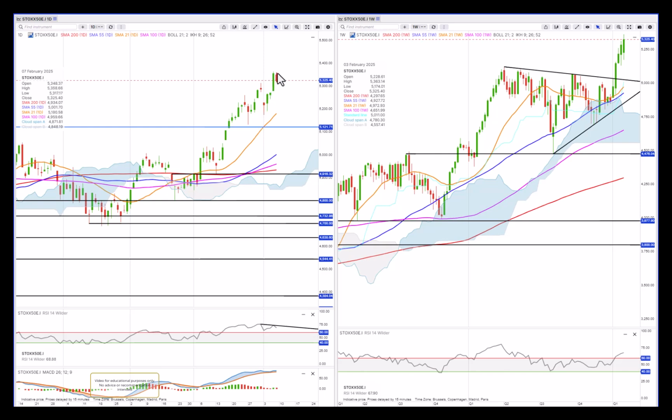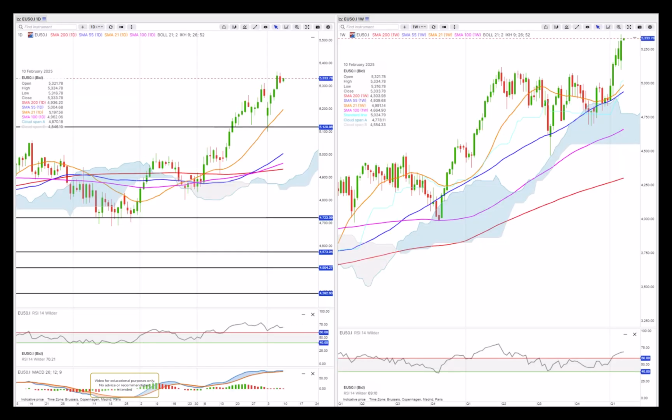But we are still in a bullish trend, and we remain so at least until it breaks below 5,120. It doesn't mean we couldn't see some corrections, and I think this week could see some correction. We're a little bit higher here pre-market, trying to push higher, and there is still room up further for EuroStoxx50.